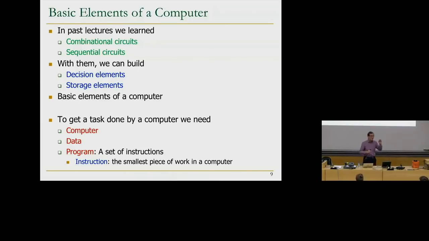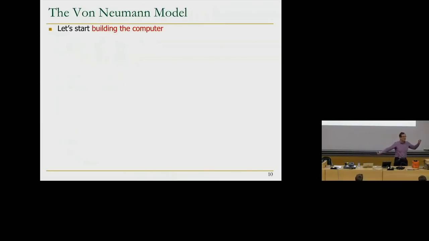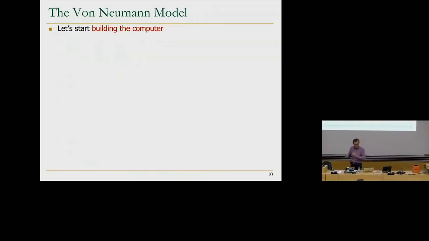So small piece of work always depends on the abstraction level you're looking at, right? If you're at the transistor level, there's electrons moving. Maybe those are the smaller piece of work. Okay, so basically we'll start building the computer.